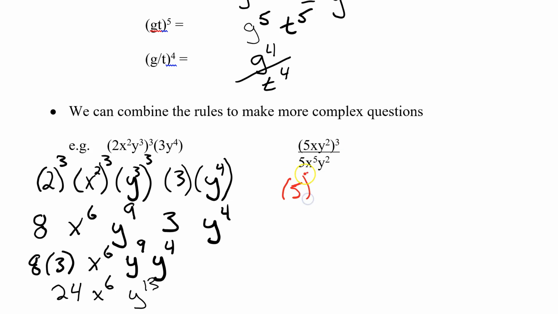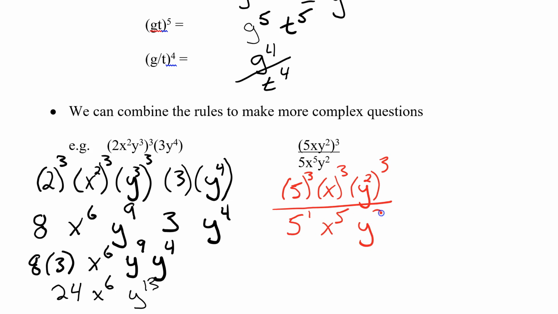5 to the third, x to the third, y squared to the third, all over 5. And let's do a little thinking here. What's the exponent on the 5? Well, there's nothing written there, so I know it's a 1. So I'll go 5 to the 1, x to the 5, y to the 2.